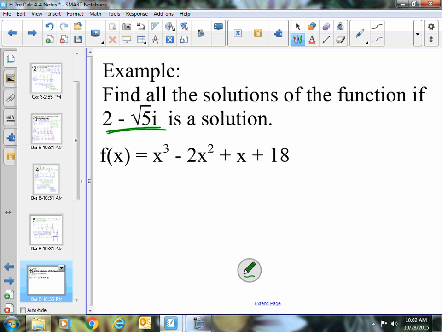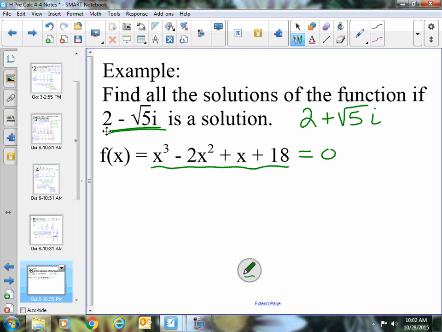This is a degree 3 polynomial that we're going to try to solve and see what makes it 0. So it's a degree 3, so it should have 3 solutions. If you look at the one I gave you, it's imaginary. So what do you know about imaginary solutions? Imaginary solutions always come in pairs. Conjugate pairs, we call that. Conjugate meaning it's the exact same expression except the opposite sign.